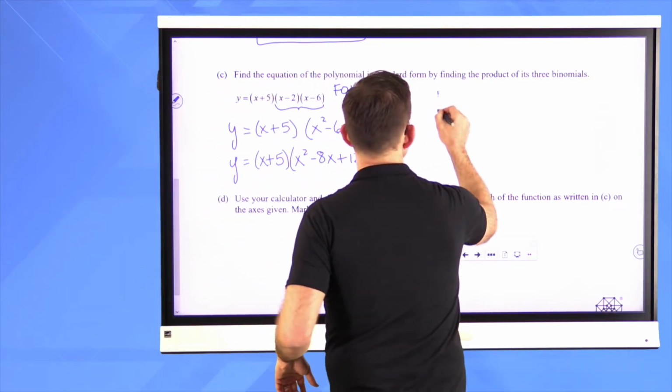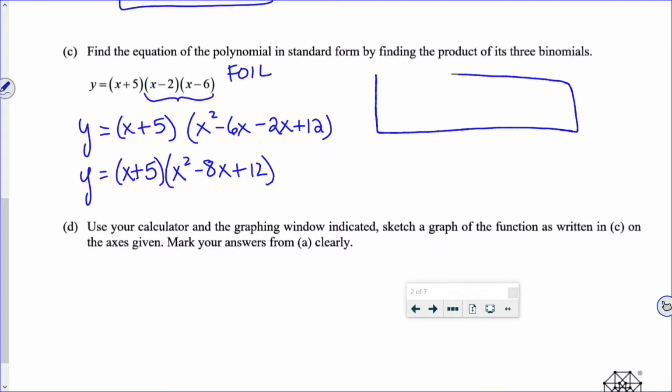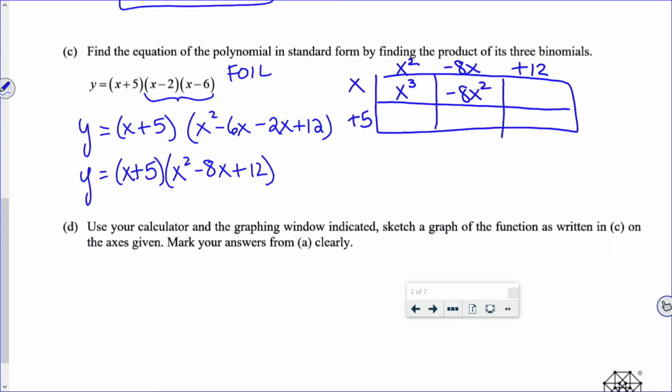I'm gonna draw myself a little box. All right, divide it up. I'm gonna put my x plus 5 here. I'm gonna put my x squared minus 8x plus 12 here. So x times x squared is x cubed, x times negative 8x is negative 8x squared, x times 12 is 12x. 5 times x squared is, well, 5 times x squared. 5 times negative 8x is negative 40x. And 5 times 12 is 60.